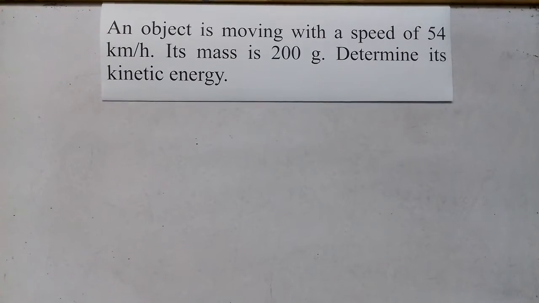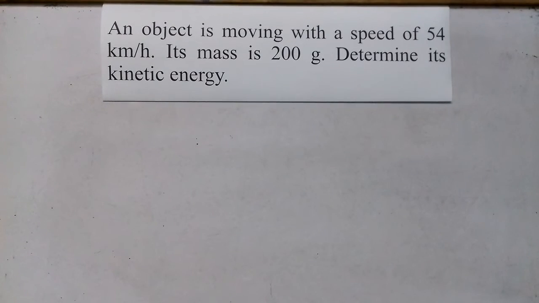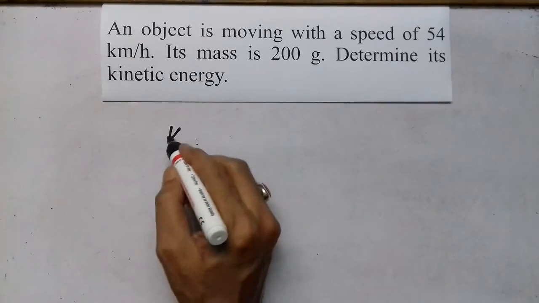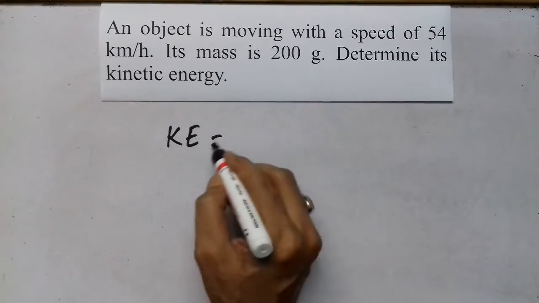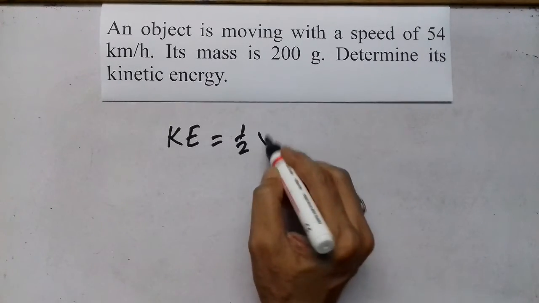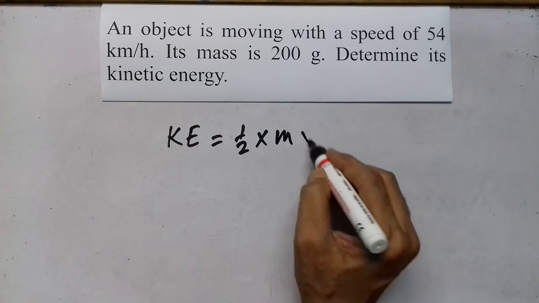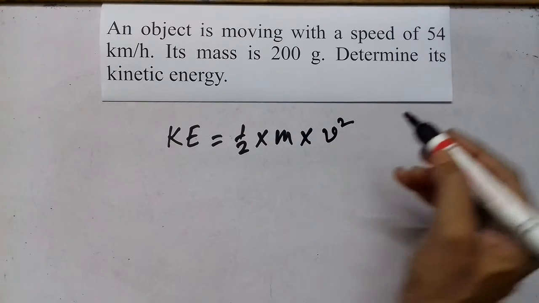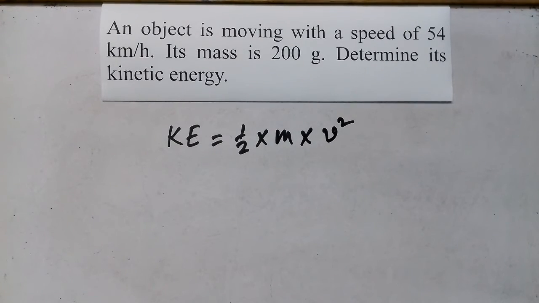Now this time we will try to apply our theoretical conception on kinetic energy. How could we determine kinetic energy? We know kinetic energy can be calculated as half into mass into velocity square, or square of speed.